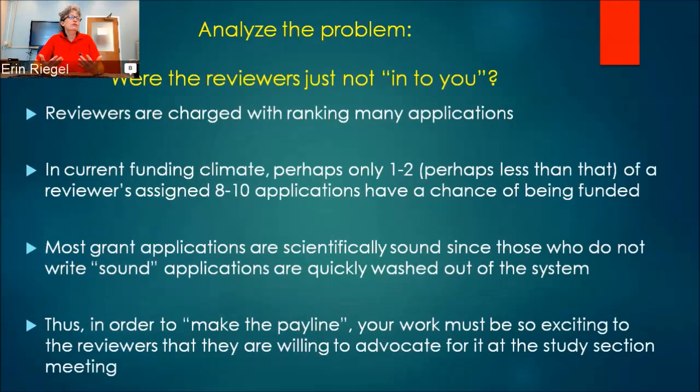So this means the vast majority of applications coming into the study section are usually coming from established investigators, people who've been successful in the past. They're good, well-written grants. So what the reviewers are charged with isn't just to say, is the science sound? They're also charged to say, what is the most impactful? Which is going to move the science forward? So to make the pay line, to be funded, your work must be considered so exciting by those reviewers that they are willing to advocate for it at the study section meeting to get the high enough score you need to make that magic pay line in that top 10 or 20% of grants, depending on where you are.